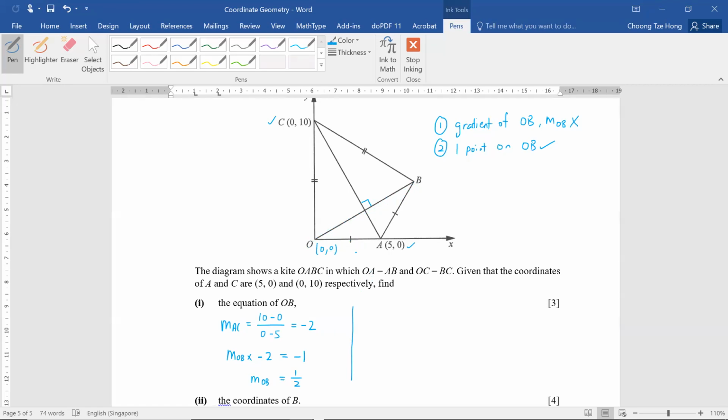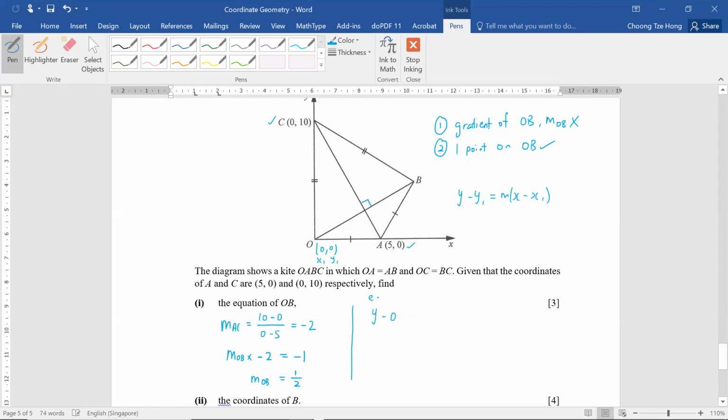Okay, but for those of you who are not familiar, remember what we learned just now: y minus y1 equals m times x minus x1. But in this case, x1, y1 is 0, 0. So y minus 0.